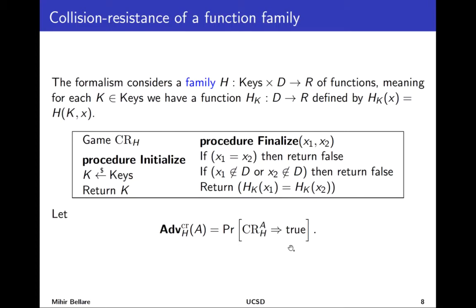This adversary then has some chance of returning a collision, and hence there is a certain probability that the game returns true when executed with it, and that becomes the adversary's advantage. As usual, the superscript is the name of the metric, collision resistance. The subscript is the family of functions whose security we're measuring, and the argument is the adversary. So now we know how we want to try to measure the security of hash functions.